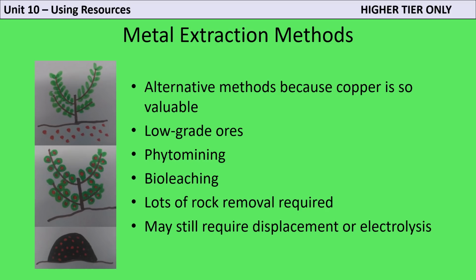In bioleaching, rather than using plants, we're using bacteria. Both of these methods have the advantage that they involve very low energy. Phytomining is also carbon neutral, and bioleaching has an advantage over traditional chemical leaching methods in that it doesn't involve nasty chemicals like cyanide. However, they tend to be quite slow, and it may still be necessary to remove lots of rock.